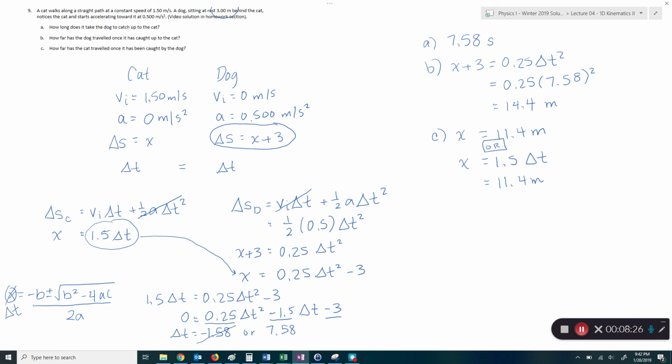We've done a previous question, I think it's number 7, which was saying that the two objects started at different times. And so you saw how to address that. But you might also see a question where the two objects start at different positions. So if one object catches up to another, their delta s's wouldn't be the same. In this case, the dog has to travel 3 meters farther than the cat would have to travel, since it's behind the cat by a distance of 3 meters.